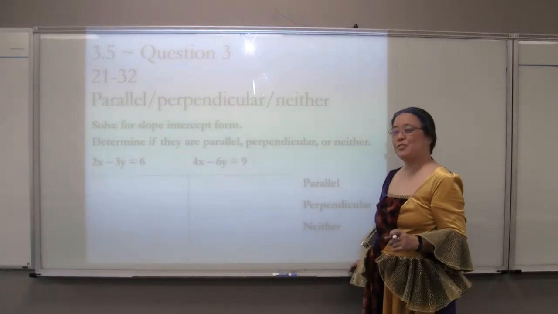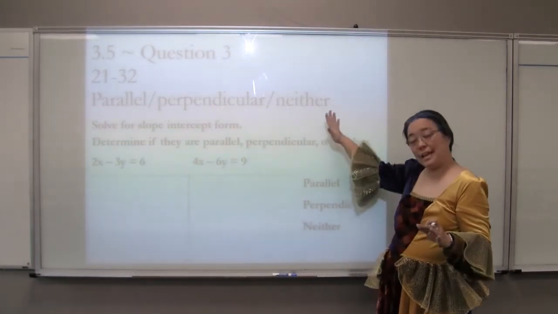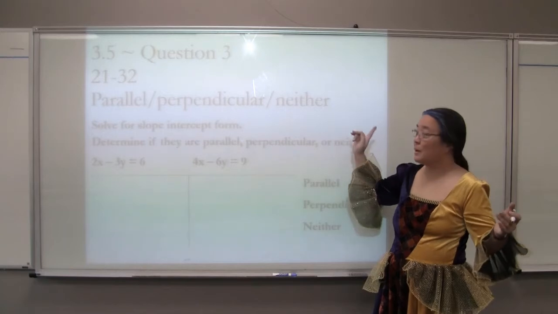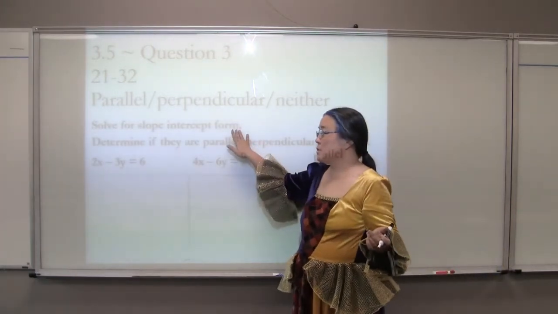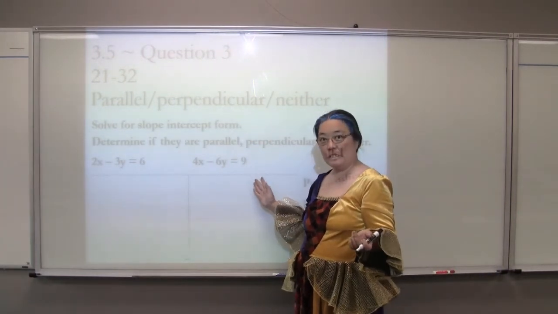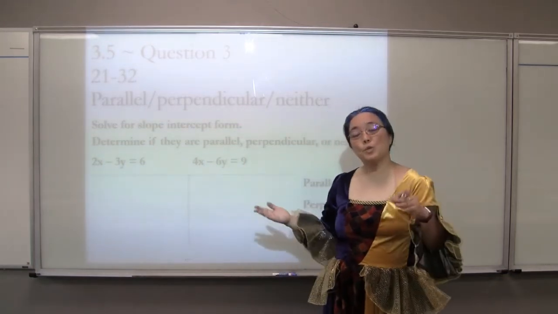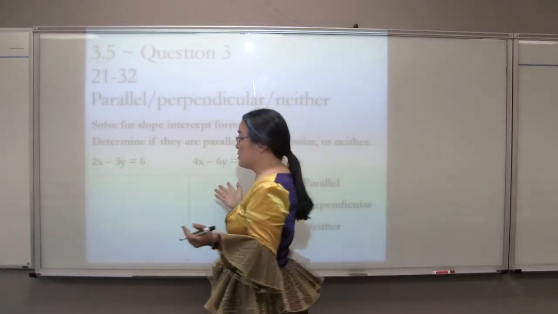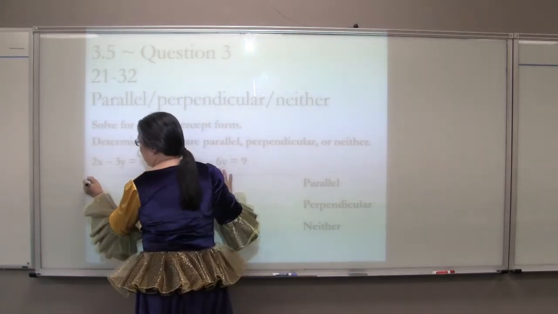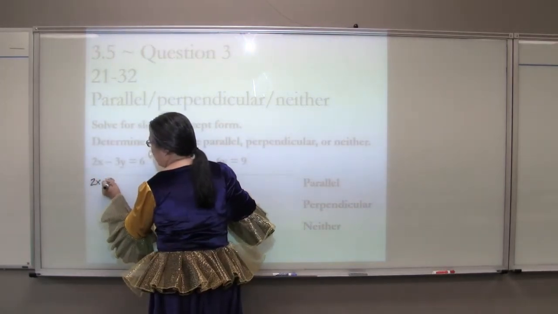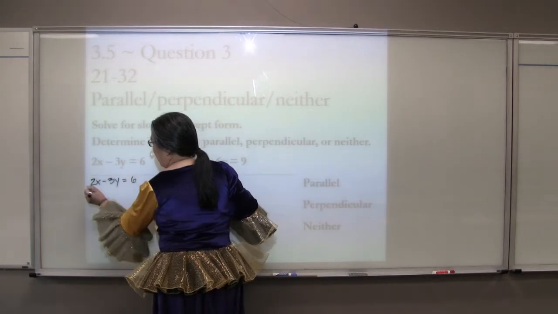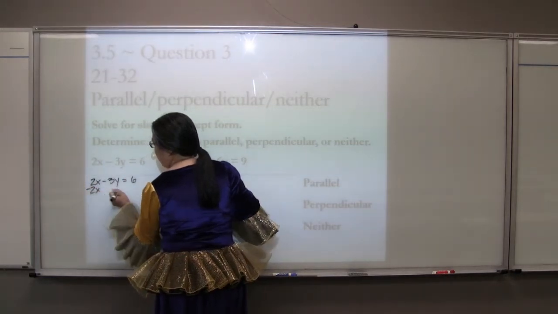Chapter 3, Section 5, Question 3. Again, parallel, perpendicular, or neither. Solve for slope-intercept form. You'll remember that these are called standard form. They have x's, y's equals number. Back in Chapter 2, we were solving these for slope-intercept form. Same thing here. So we're going to take our equation, and we're going to solve it for y.